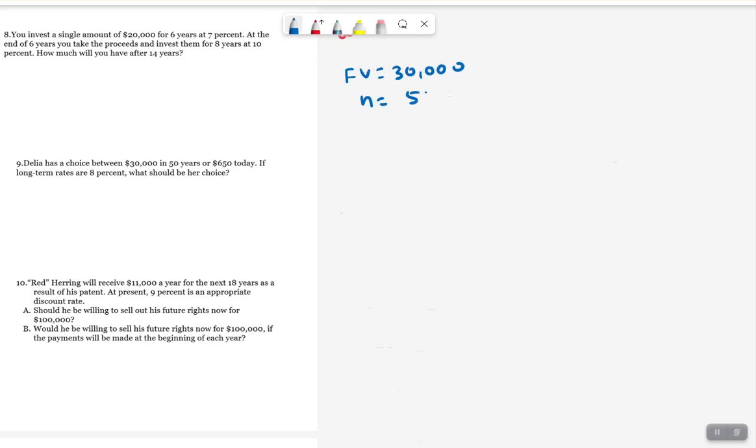Your N is 50. Your I/Y is going to be 8. And then we have a payment. That payment is 0. You're going to compute your present value. When you come up with the present value, make sure your calculator is in END mode. I keep saying that because I want to remind you that if your calculator isn't put in the right mode, you're going to have a different answer. So when you compute your present value, you will come up with close to $640.